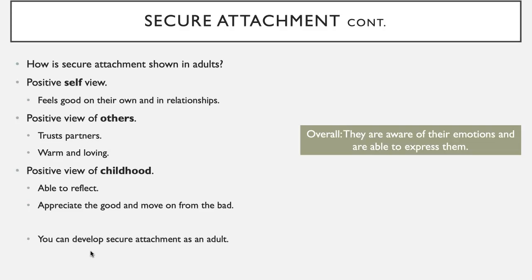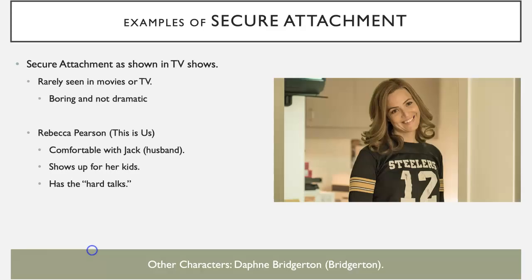And they also have a positive view on childhood. They're able to reflect on both the good and the bad. They appreciate the good and then can move on from the bad. They don't dwell on it. And one thing is you can develop secure attachment as an adult. So if you think you don't have secure attachment, you can get it as an adult. So overall, this person is aware of their emotions and able to express them.